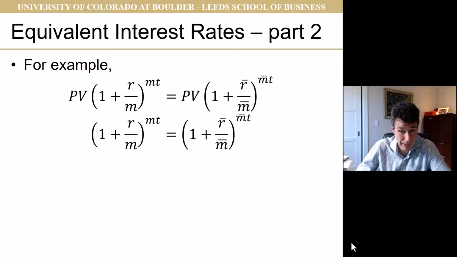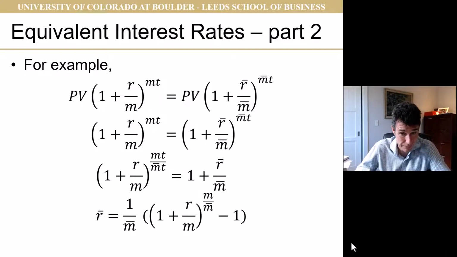So I do some math, present values cancel out, take both sides to the power 1 over M bar T, solve for R bar, and I get this messy formula that gets me between one interest rate with a particular compounding frequency, and another interest rate with a different compounding frequency.